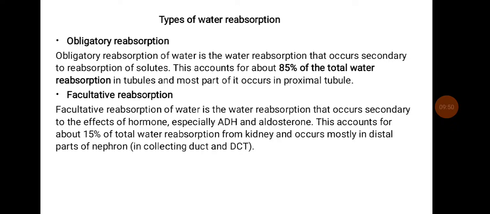Facultative reabsorption of water is the water reabsorption that occurs secondary to the effects of hormones, especially ADH and aldosterone partly. So this accounts for about 15% of the total water reabsorption from the kidney and occurs mostly in the distal parts of the nephron, that is in the collecting duct and distal convoluted tubule.